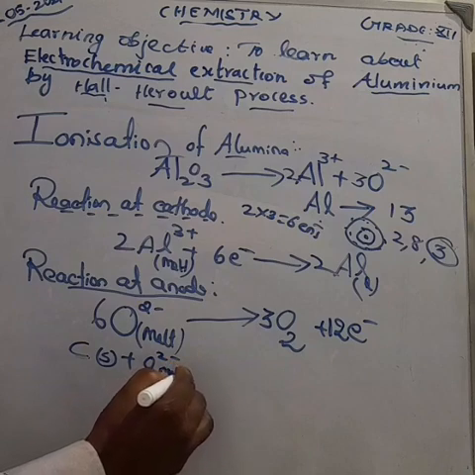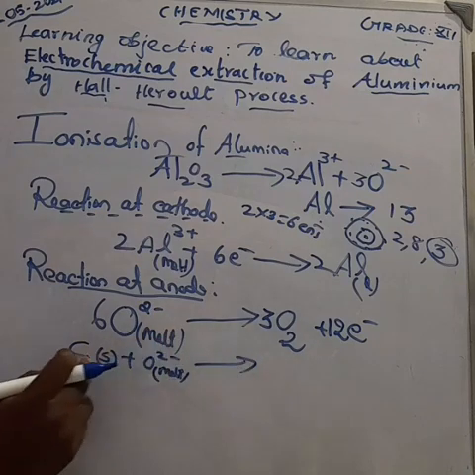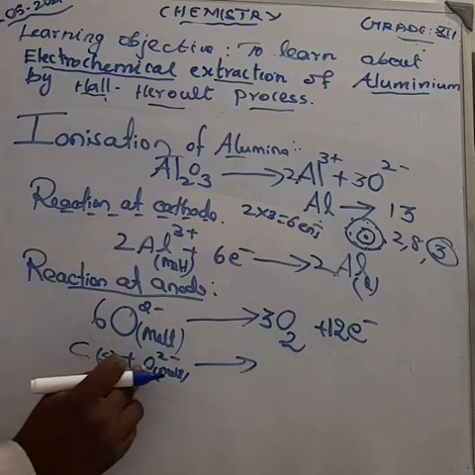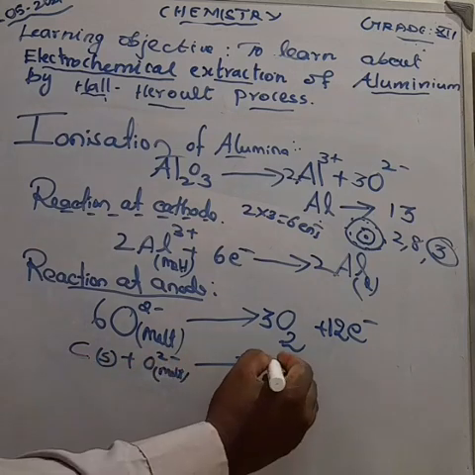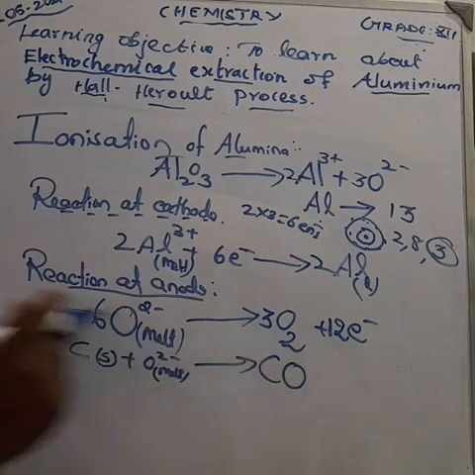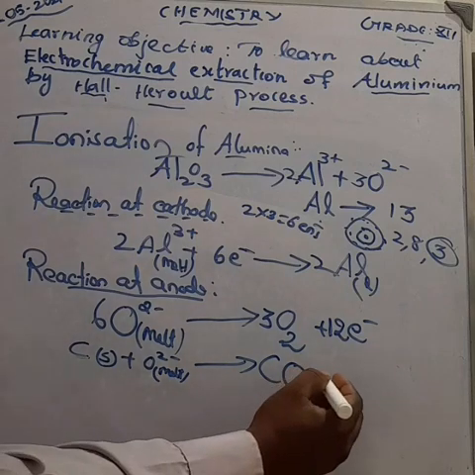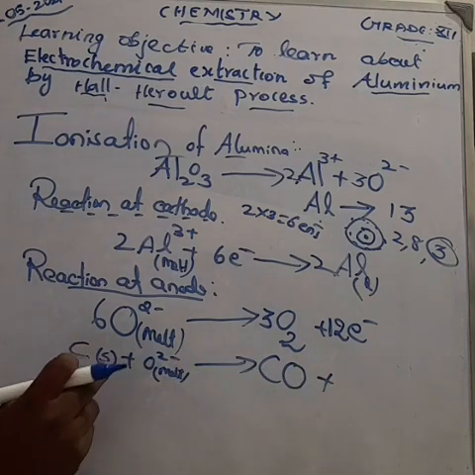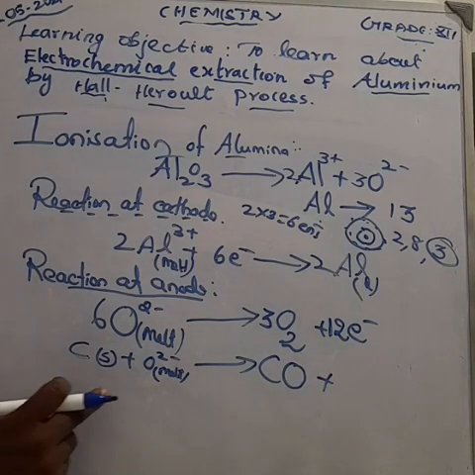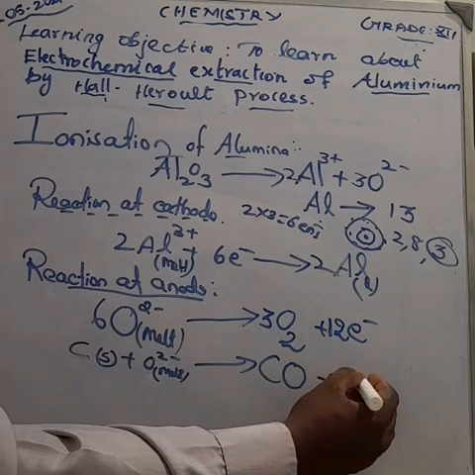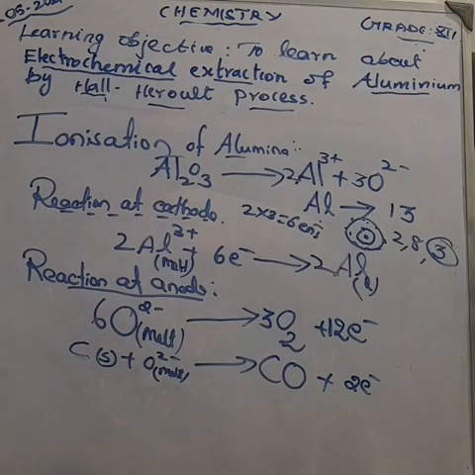What is the answer here? What is the product here? Carbon combines with 1 oxygen. We get carbon monoxide, and here also having a charge, so 2 electrons minus. Clear?